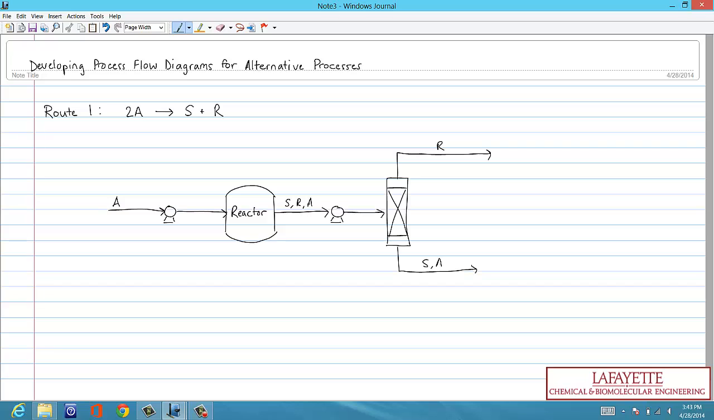S and A will leave the bottom of the column, but we still need to isolate the S because it is our desired product. Therefore, we need to add another separation column and assume that S is more volatile than A. S will leave the top of the column to be collected, while A leaves in the bottom.